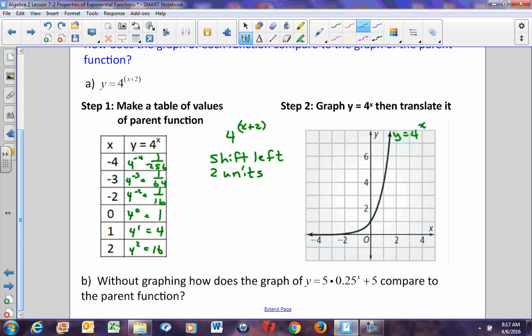And so if I chose this point right here and I moved it 2 units left, I'll do it in red, it would go there. This 2 units left, 1, 2, would go here. This 2 units left would go there. Right here, 2 units left would go here. This 2 units left is going to go there. So you're getting the point here that it looks something like this now. So there's my graph of y equals 4 to the x plus 2.